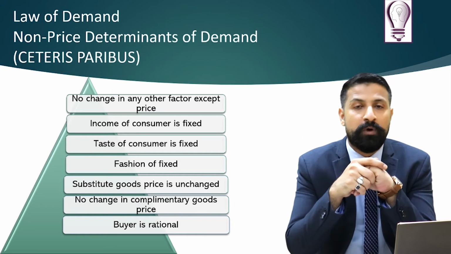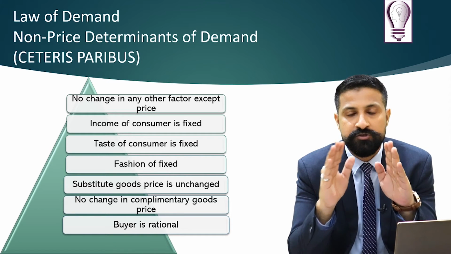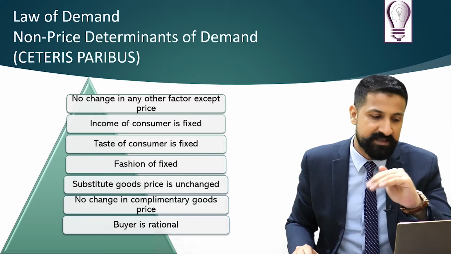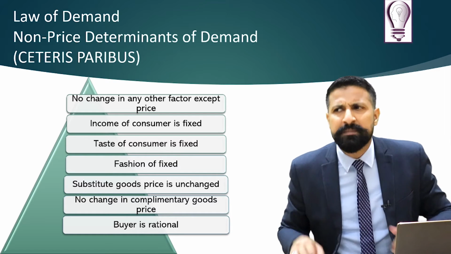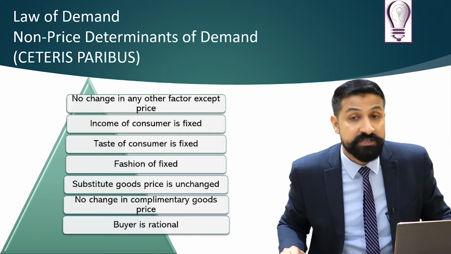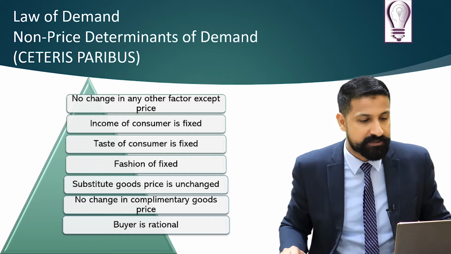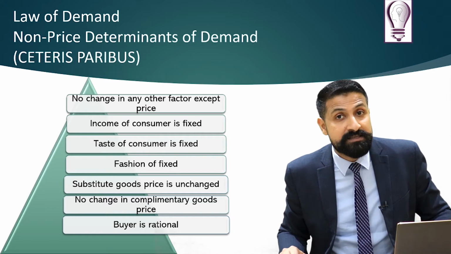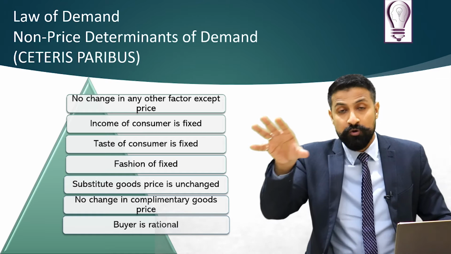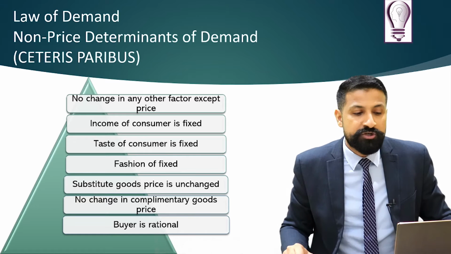What are these conditions? Number one, income of the consumer is fixed. Neither increased nor decreased. Taste of the consumer, meaning his taste and expectations, are fixed. They are not changed. Fashion is fixed; there is no new fashion introduced in the market. Substitute good prices are unchanged. There is no change in any substitute good or their prices. No change in complementary goods.